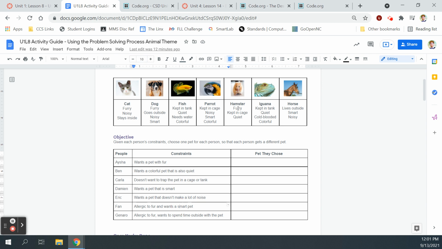So I don't think Fawn wants a hamster, because hamsters are not known for their brains, right? Dogs are known for their brains. Well, they're allergic to fur and they want a smart pet. So maybe a parrot would work for them. Fish are not all that smart. Let's see. What else? Carla doesn't want to trap the pet in a cage or a tank, right? So you're looking at all of these and deciding, okay, what kind of pet works best for them?